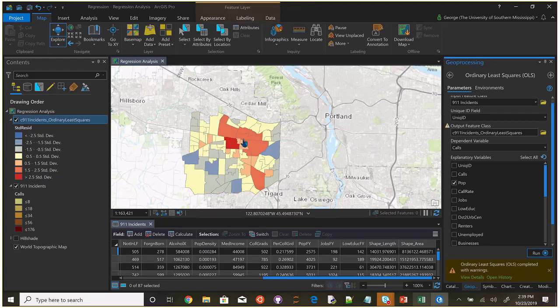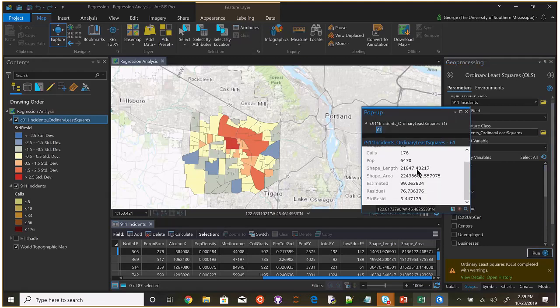All right, so this is 911 incidences as a response to population. So they're showing us where the big residuals are. These are the big positive residuals. So if I click there, I can see that the estimated value is 99, and the actual value that I'm trying to predict is calls, which was 176. So I predicted 99, and there were actually 176 calls there. So we were off by 76.7. We underpredicted the number of calls.